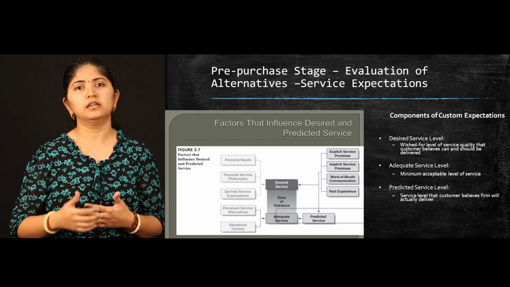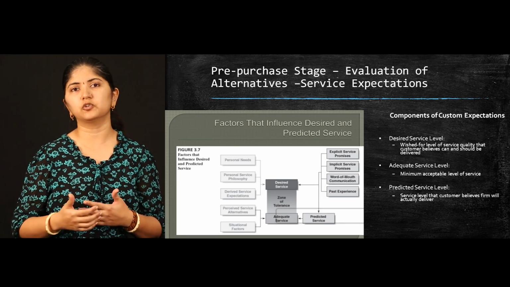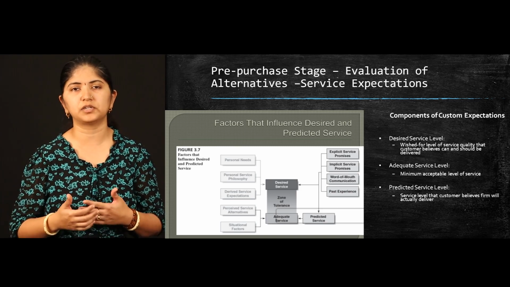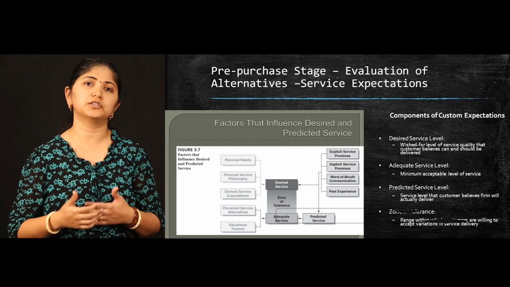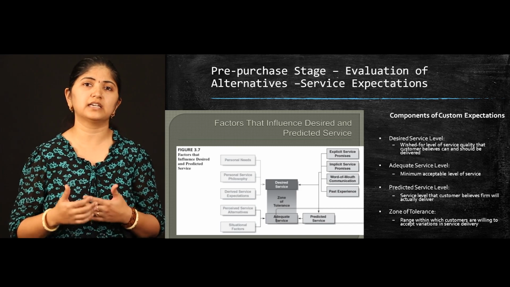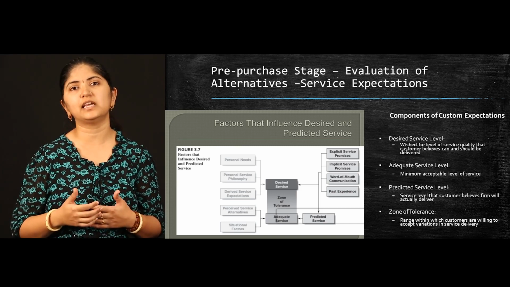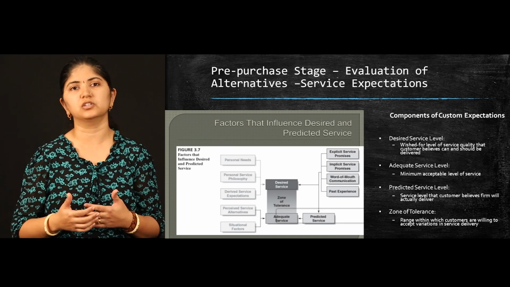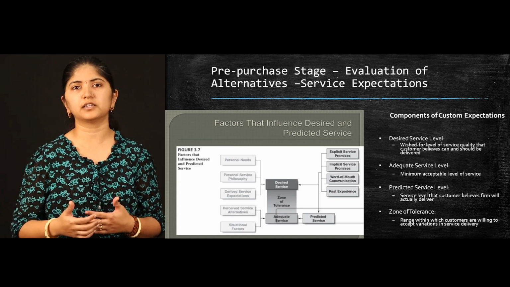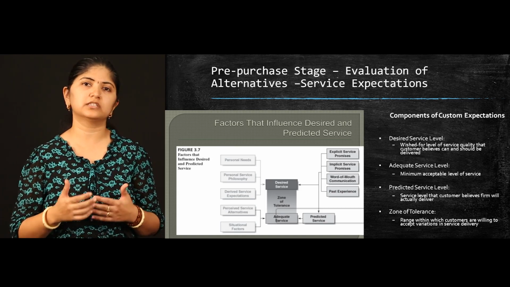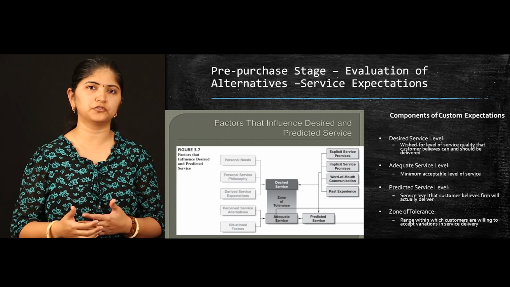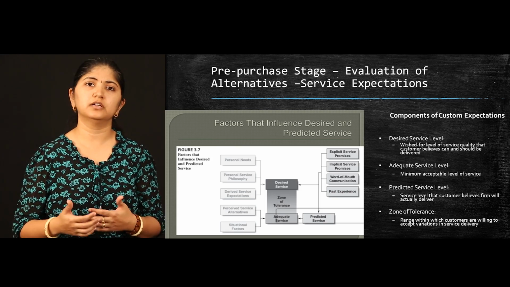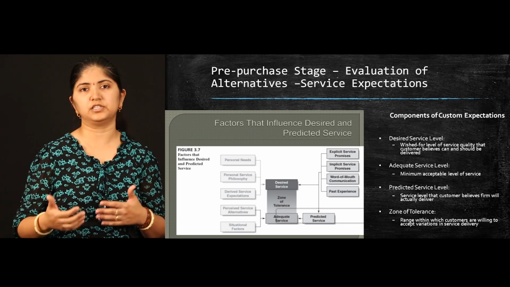Now, if you see in the diagram, the gap that is shown between desired service and adequate service is known as the zone of tolerance. It is the gap in which the customer willingly accepts the variation in the service delivery. So as a marketer, you should be very clear about all the three elements along with the zone of tolerance. This is about the pre-purchase stage.